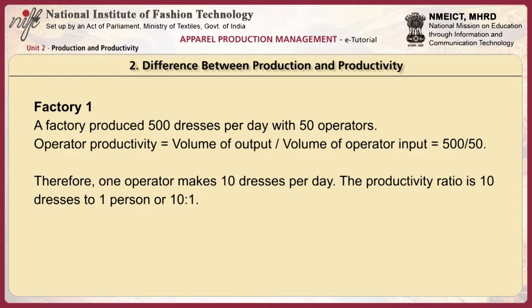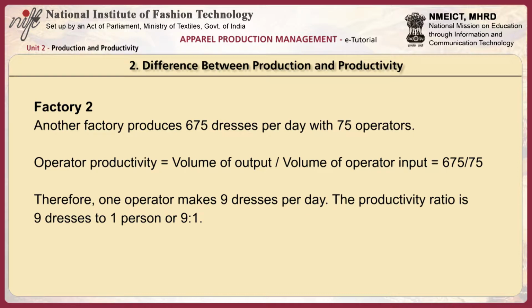If we take up this particular formula, therefore one operator makes 10 dresses per day. The productivity ratio is 10 dresses to 1 person, or 10:1. Let us take another example of Factory 2. Factory 2 produces 675 dresses per day with 75 operators. When we calculate the operator productivity here, it would be calculated by 675 divided by 75.